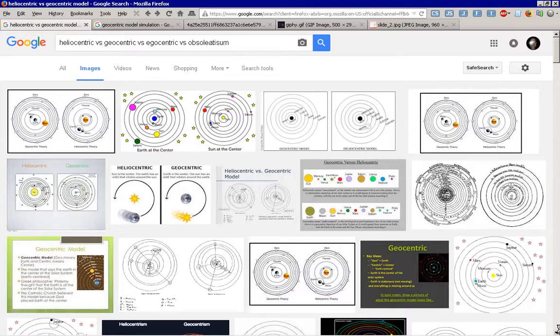The heliocentric versus geocentric versus egocentric versus obsoletism. And I probably spelled that wrong because I think I just invented a word. We all know about the heliocentric model. That's one where the sun is the center of our solar system, and we orbit it along with a lot of other planets. The word planet means wandering star.